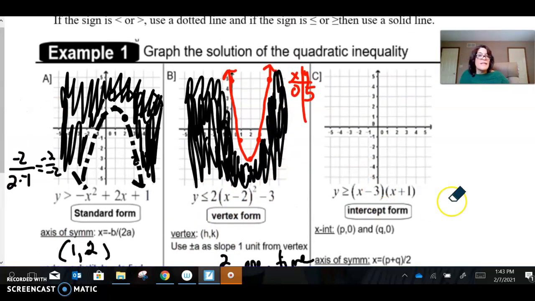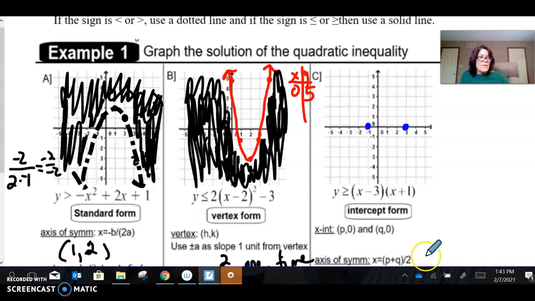Let's try this then. It's in intercept form. Well, when it's in intercept form, I at least know the x-intercepts are at 3 and -1. The vertex is halfway between there. So 1, 2, 3, 4. I guess I'll go 2. Yeah, the vertex must be at 1 something, right?